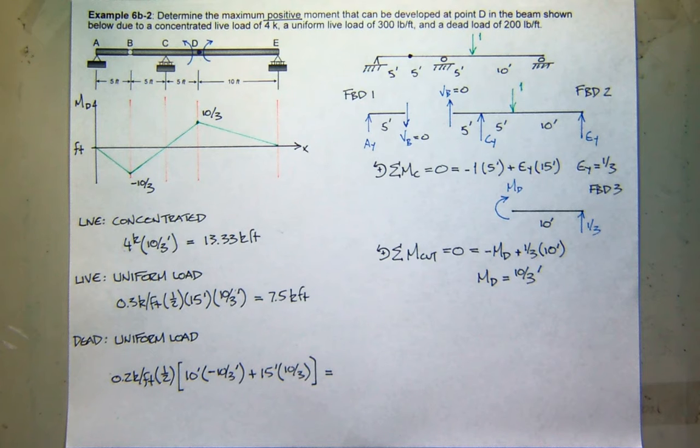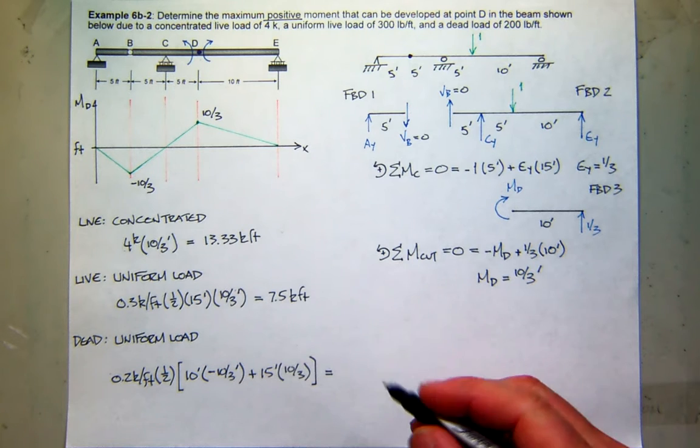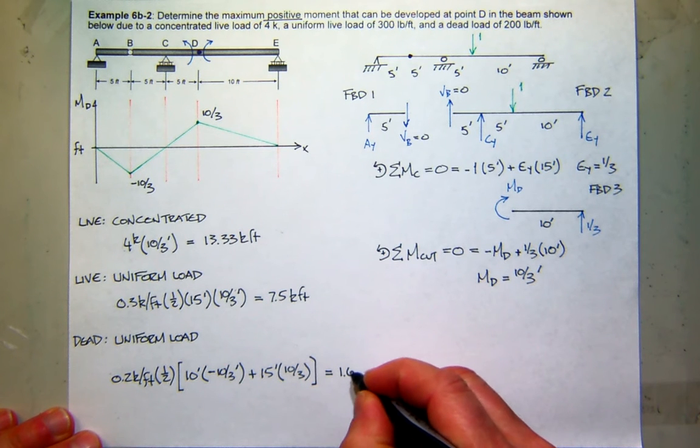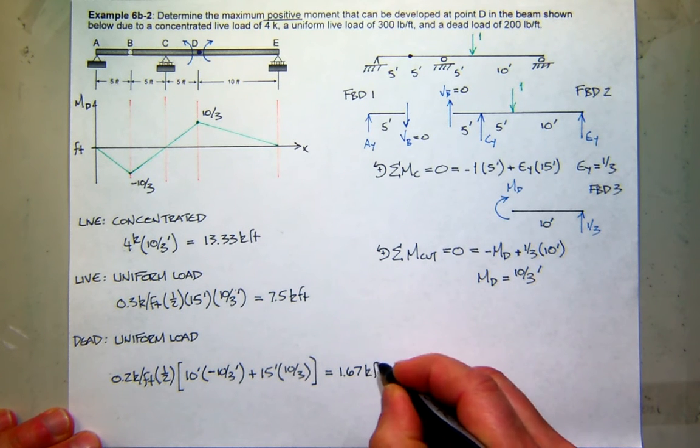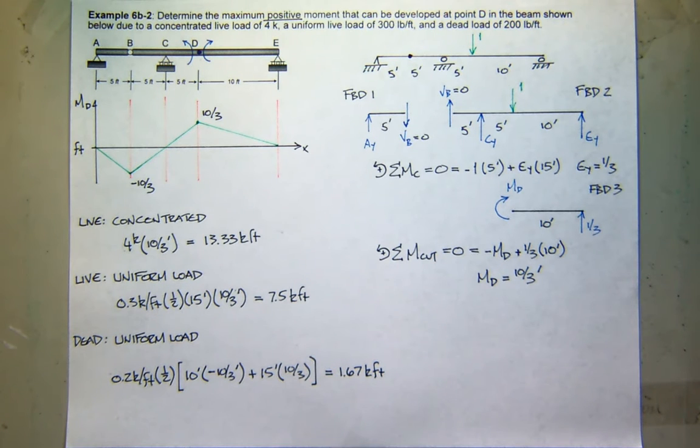I got 1.67. That's what I got. I did my Rain Man. Only on Tuesday. Oh, it's Thursday. Shoot.